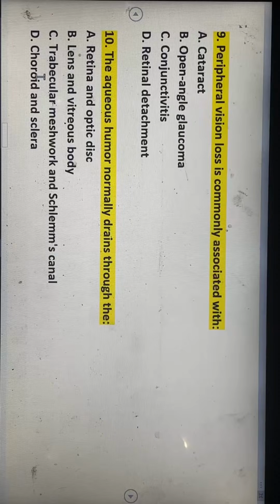If you see such questions, you should know the next class we are going to have is the anatomy of the eye. I believe everyone here is in the private class. So if you choose A, you are wrong. If you choose B, you are wrong. If you choose C, you are correct. So the aqueous humor normally drains through the trabecular meshwork and Schlemm's canal. I believe we are following and we're enjoying the quiz.